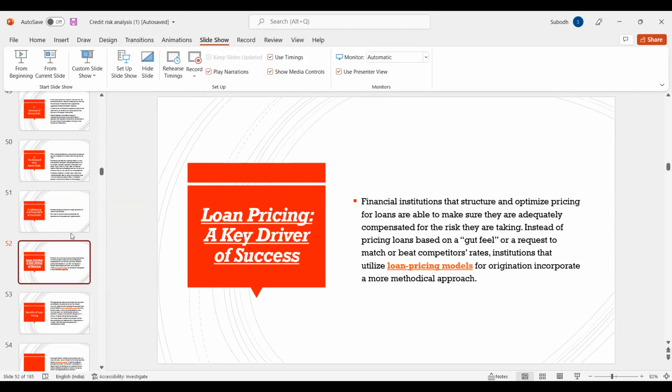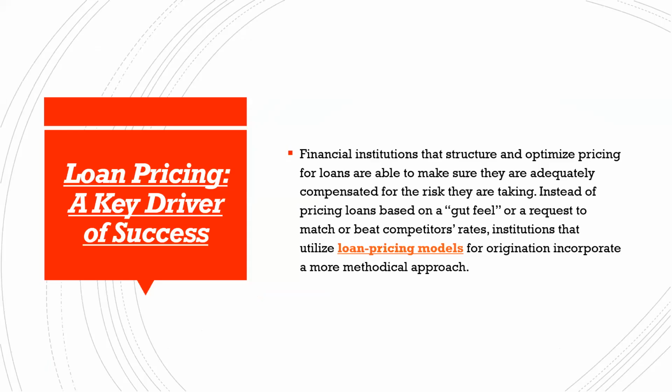Financial institutions that structure and optimize the pricing for loans are able to make sure that they are adequately compensated for the risk that they are taking. Let's suppose if they are taking a lot of risk, then they should get something in profit as well. So instead of pricing loans based on gut feeling or request, or whatever will happen in the market, no, there should be some return on that particular amount which they are giving as a risk. If they are giving, then there should be some profit as well.